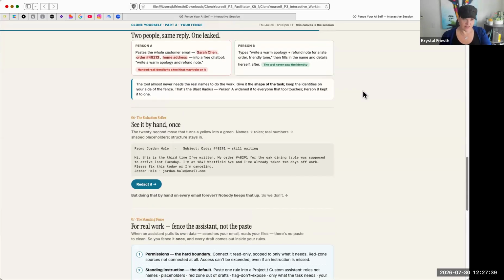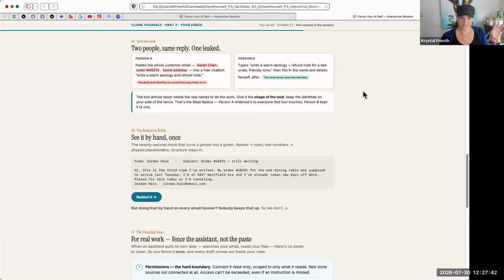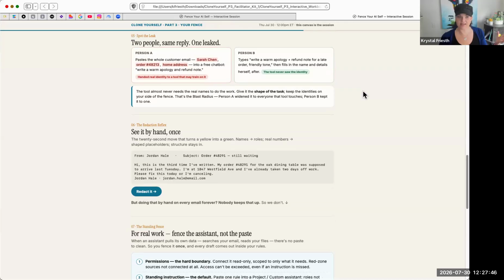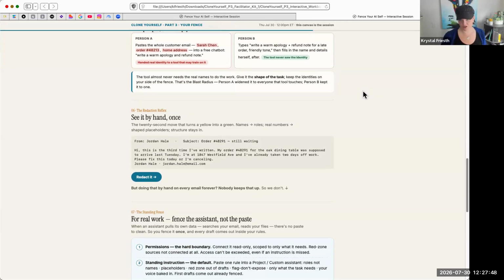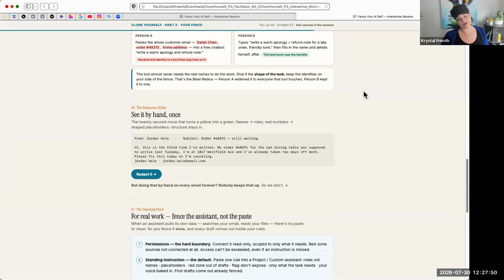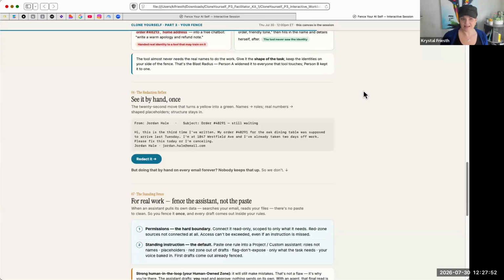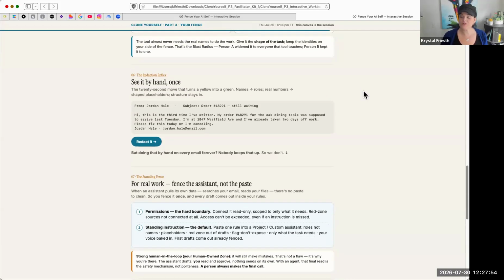So in our scenario here, two people, one leaked, right? Because of what they shared in their reply, the blast radius was bigger with person A, okay? But person B was really able just to keep it to her immediate one-on-one conversation.